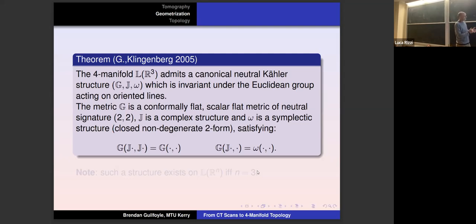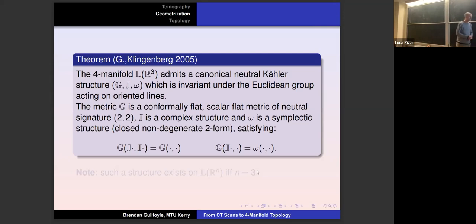Now, the issue here is that, well, it's lovely, it has lots of nice structure. It has a metric, it has a canonical complex structure, which was used by Hitchin in a study on monopoles, actually, the complex structure on its own, but it also has this symplectic structure.